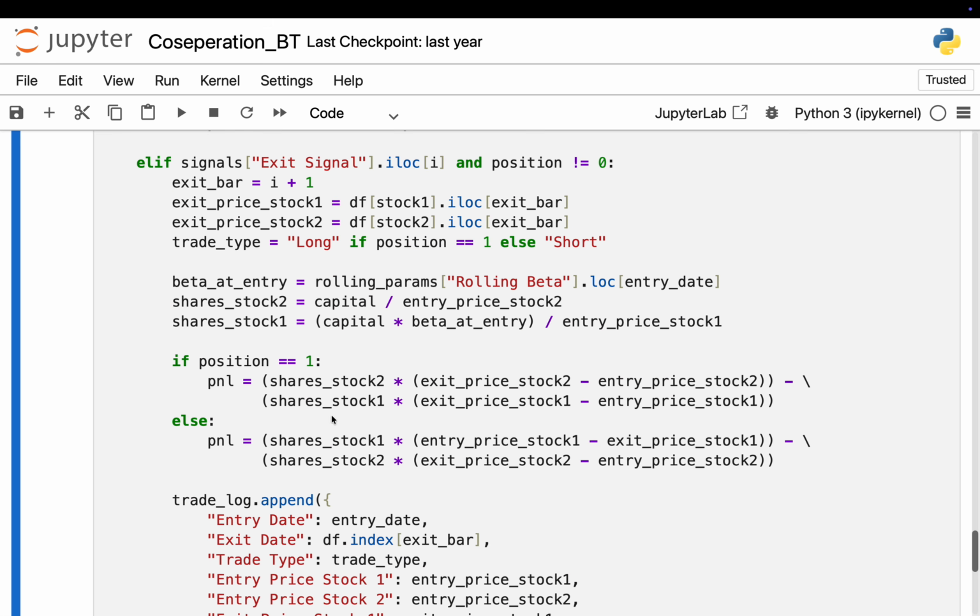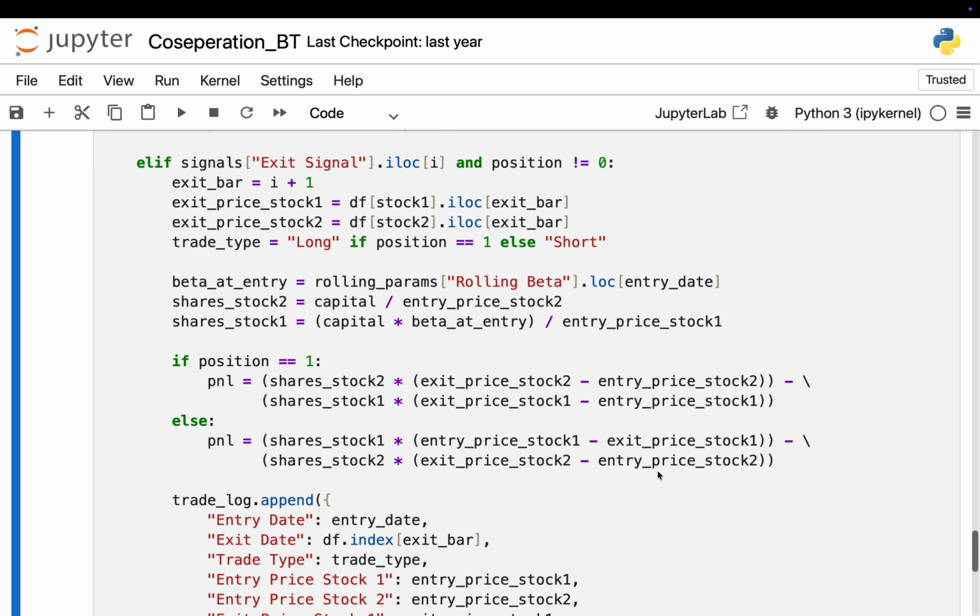Now, in terms of the P&L calculation, for a long spread trade where we bought stock 2 and shorted stock 1, the profit on the stock 2 leg is simply shares times the price increase. The stock 1 leg was a short, so if stock 1's price went up while we held it, that's a loss for us, which is why we subtract that term. For the short spread, it's the exact mirror. We shorted stock 2 and bought stock 1, so all the signs flip. The symmetry here is a good sanity check. Both cases are structurally identical, just with opposite signs.